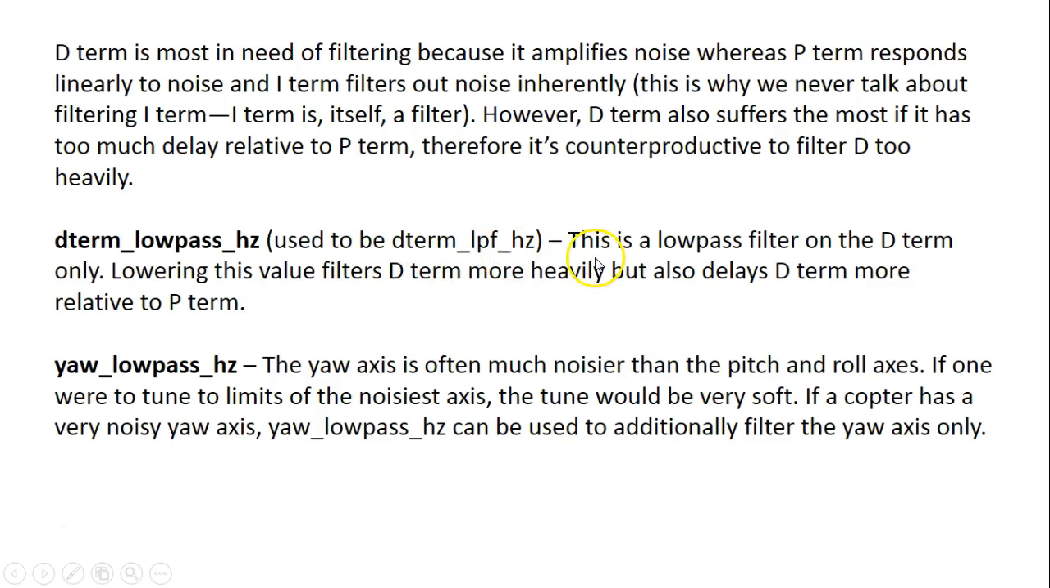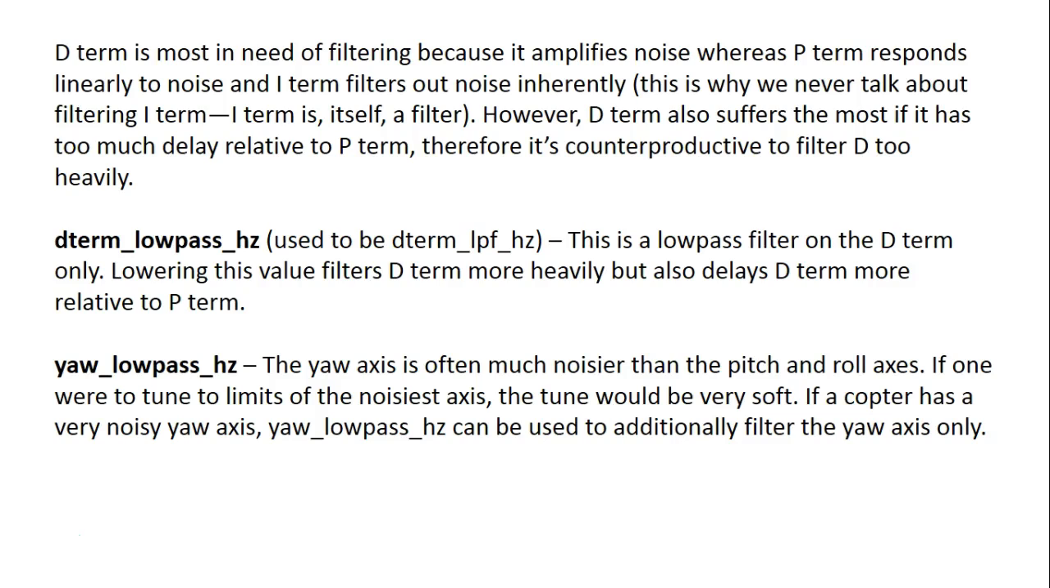And this is a low-pass filter on the D term only. Lowering this value filters the D term more heavily, but it also delays the D term more relative to the P term. So if D term low-pass hertz was off, so we would set it to D term low-pass hertz equals 0, there would be no additional filtering on the D term, and the D term would be perfectly in phase or perfectly timed with the P term. Both the D and the P term would be acting on the same gyro sample at the same time.